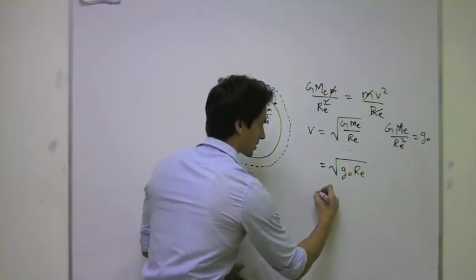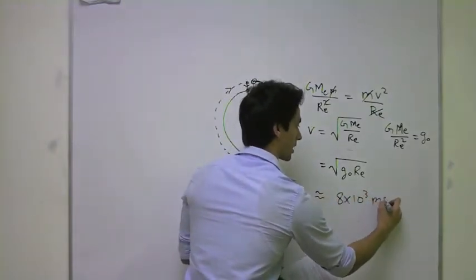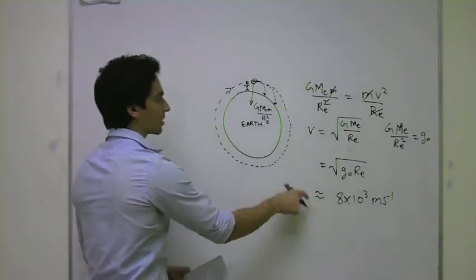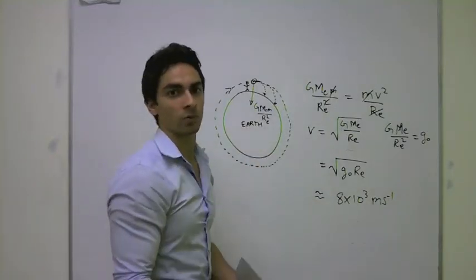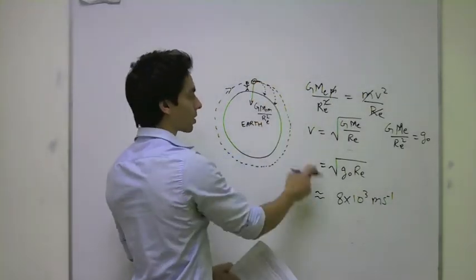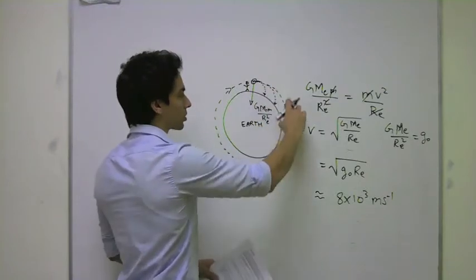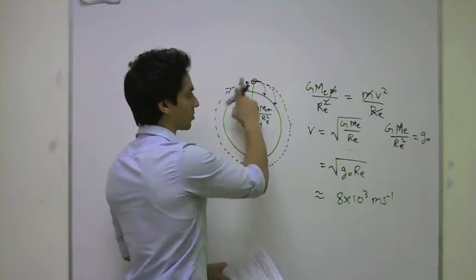This is approximately 8 times 10 to the power 3 meters per second, which is saying that in an ideal scenario where you can ignore the effects of air resistance, if you throw an object horizontally at 8,000 meters per second, then it should continue on in an orbit around the Earth.